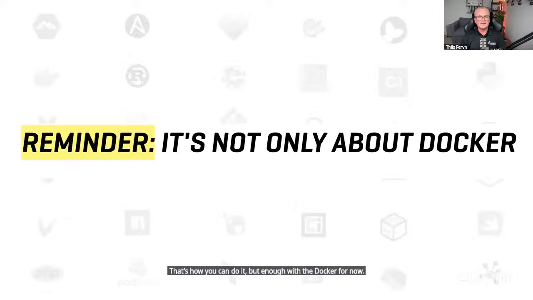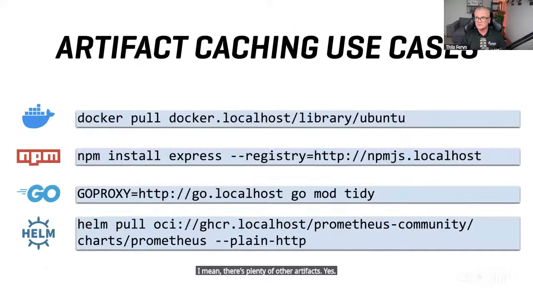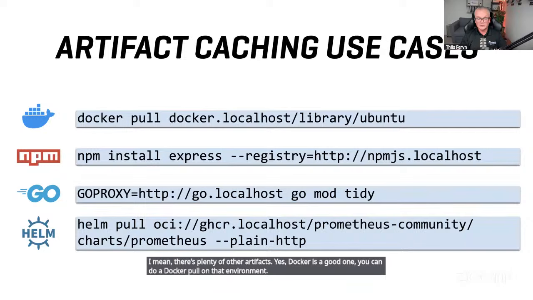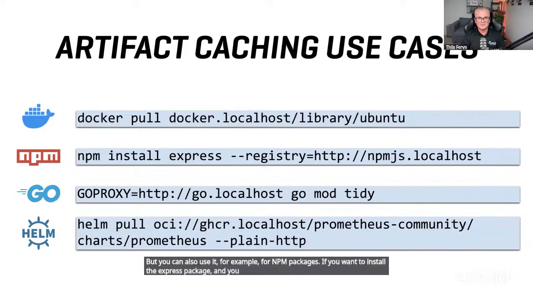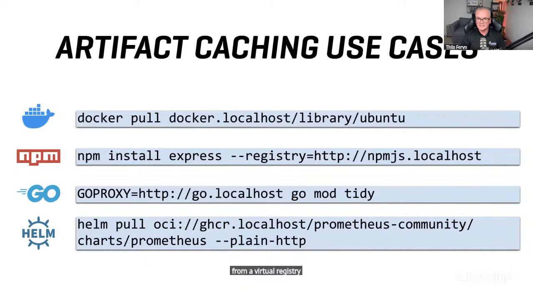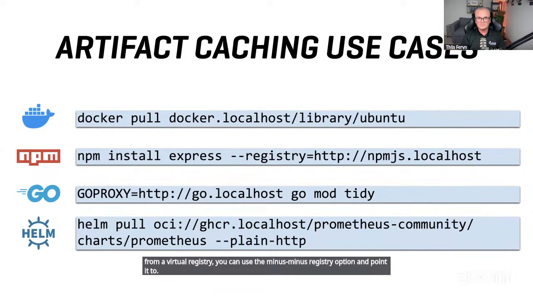I'd like to remind you that it's not only about Docker. I mean, there's plenty of other artifacts. Yes, Docker is a good one. You can do a Docker pull on that environment, but you can also use it, for example, for NPM packages. If you want to install the Express package and you want to pull it from a virtual registry, you can use the --registry option and point it to the host name of your virtual registry.